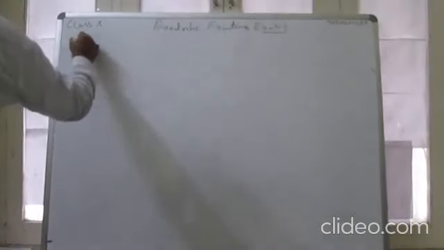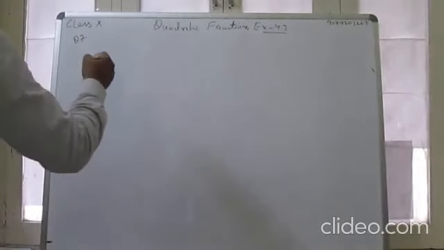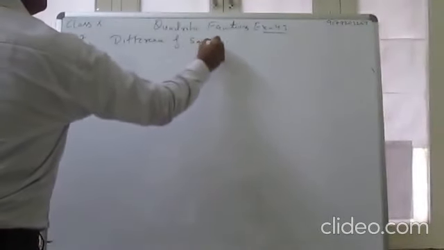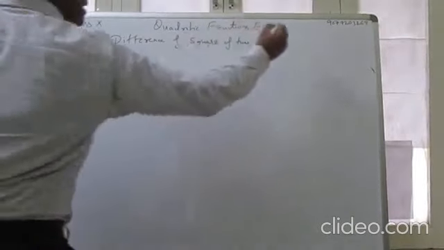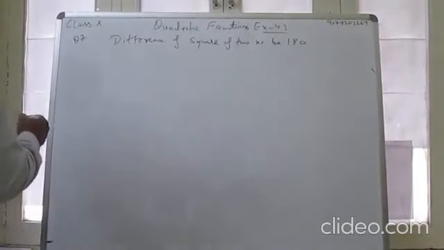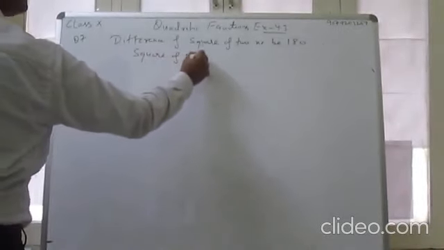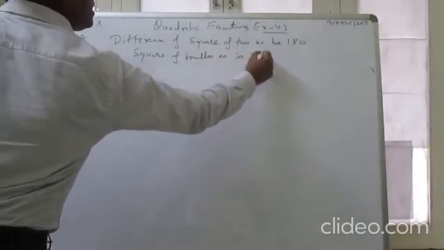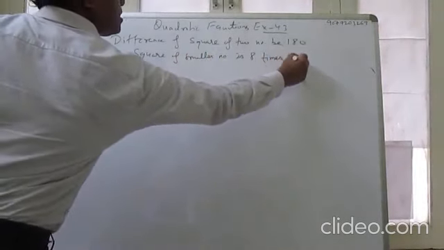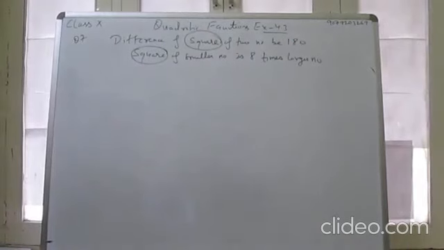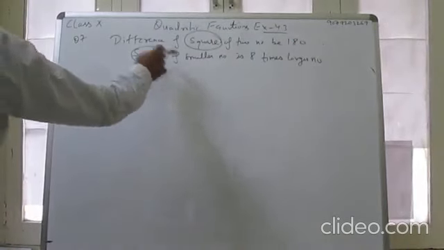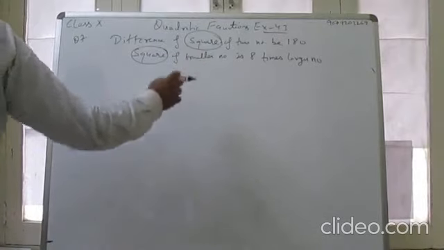Question 7. The difference of squares of two numbers is 180 and the square of the smaller number is 8 times the larger one.